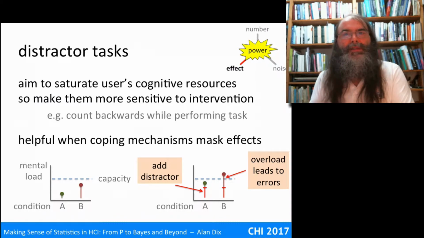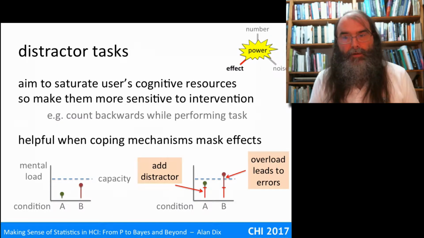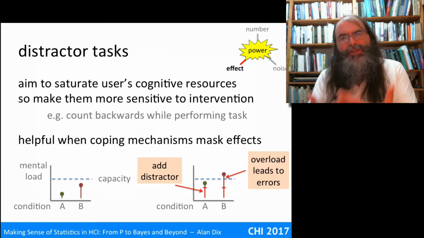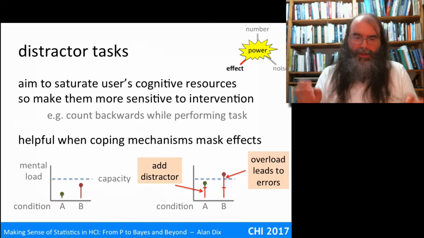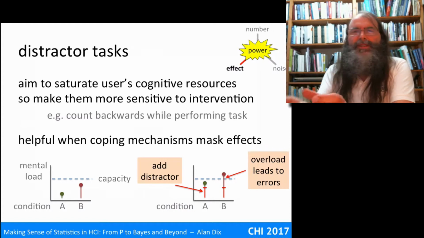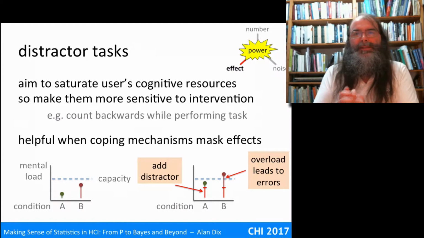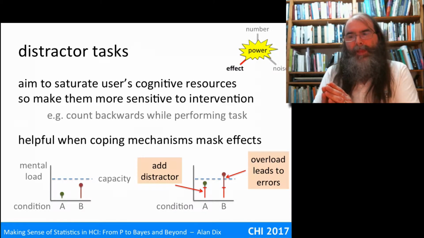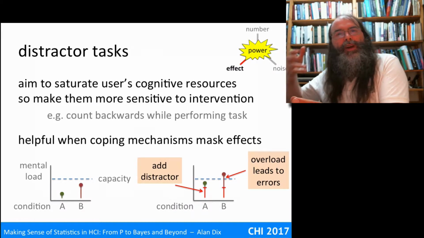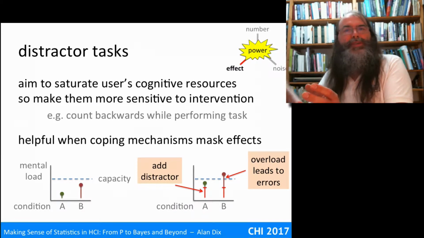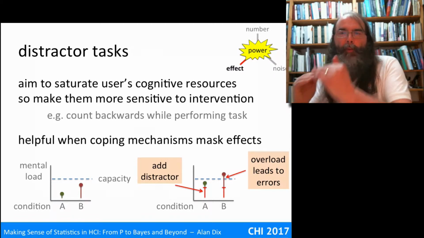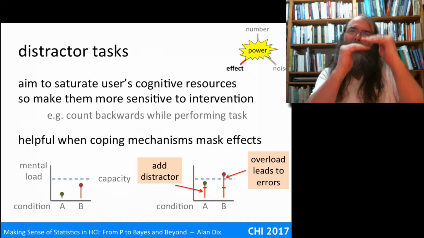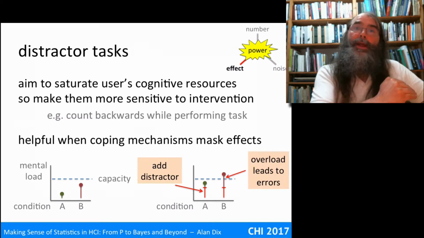So the things we've looked at already are about reducing the noise or increasing the number. This is something that actually can make the effect a bigger effect. What you're trying to do is, they've got the main task that you're really interested in. Perhaps it's a comparison between systems. Perhaps it's a particular psychological effect or cognitive effect. And then what you do is you create a secondary task that puts extra load on the user. And what you want to do is push that person up to the point at which something breaks.